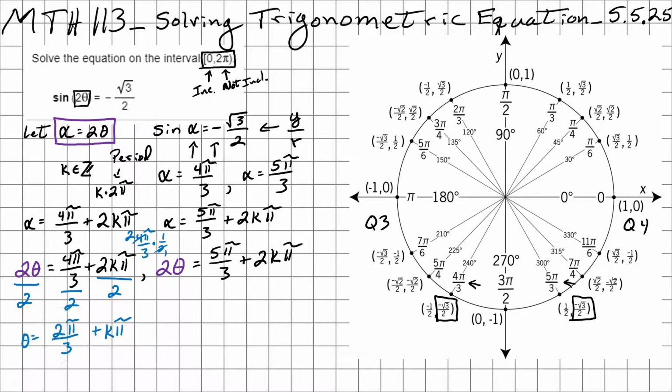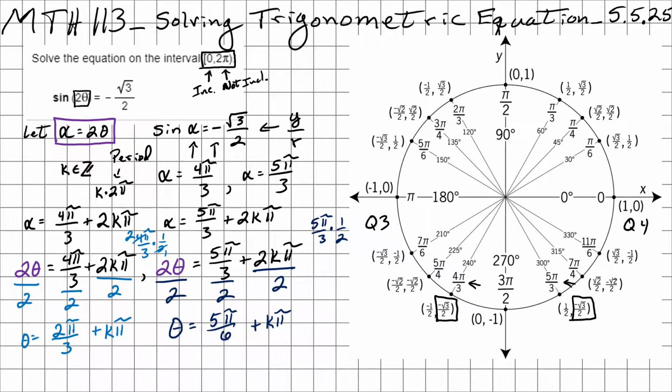Now we're going to do the same thing to 2 theta equals 5 pi over 3 plus 2k pi. I'm going to divide everything by 2. In this instance, I get theta is equal to, and this is going to be the plus k pi over here. Now, 5 pi over 3 divided by 2 is the same thing as 5 pi over 3 times 1 over 2, which gives me 5 pi over 6.